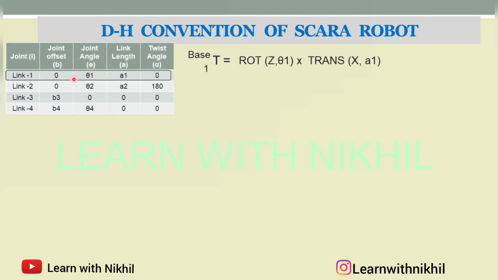You can see the previous slides, where I have shown in the animation, the rotation is about z axis with the angle of theta 1. So rotation about z axis comma theta 1 multiplied by translation for the link length, translation along x axis with a distance of a1. So you have one rotation matrix, one translation matrix.